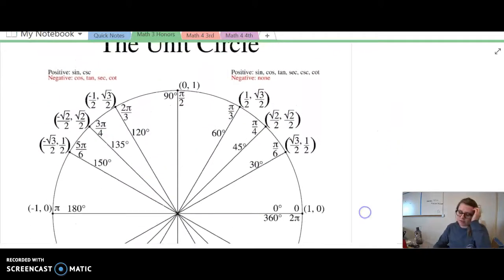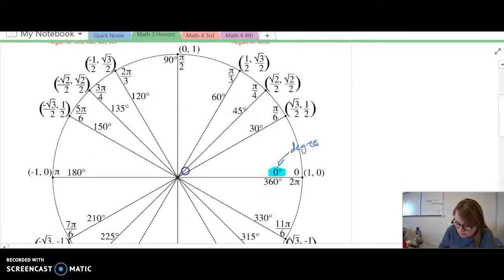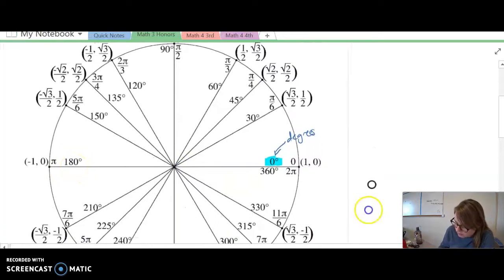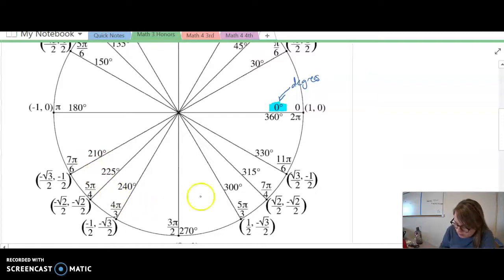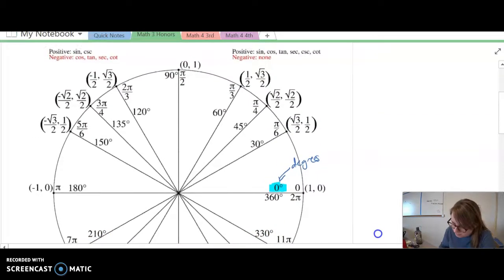So the unit circle is kind of defined by three important things. So here we have our degrees. So this is our degrees. So as we go around the circle, we have 0 degrees, 30 degrees, so on, and we have 180 all the way here, and then we go all the way around to 360. So make note of that, okay?